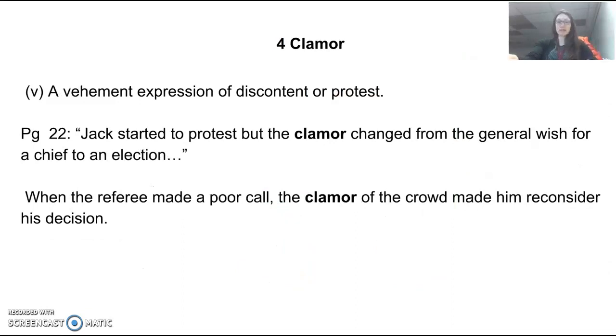Number 4 is clamor, and this is a noun, a vehement expression of discontent or protest. Please rate your word knowledge for clamor. This comes from page 22. Jack started to protest, but the clamor changed from the general wish for a chief to an election. My example sentence, when the referee made a poor call, the clamor of the crowd made him reconsider his decision.